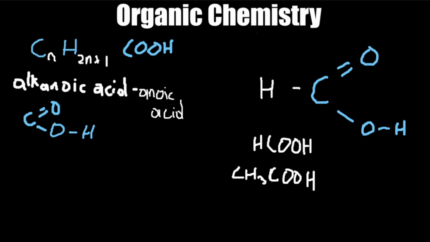When we write the formula, we must always leave the functional group at the end, separate from all the other carbon and hydrogen ions. So therefore, for methanoic acid, we have the formula being HCOOH. But if we were to add on another carbon and make this into ethanoic acid, we'd have it as CH3COOH.